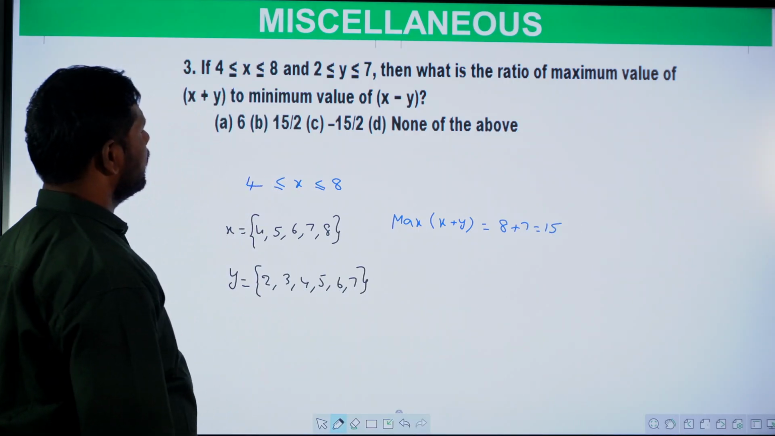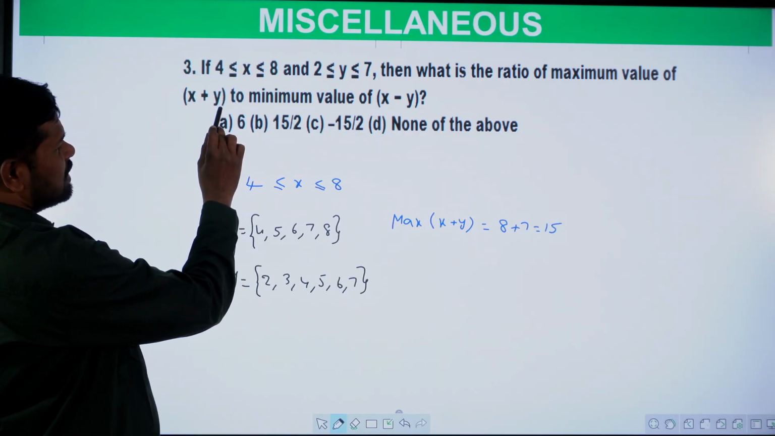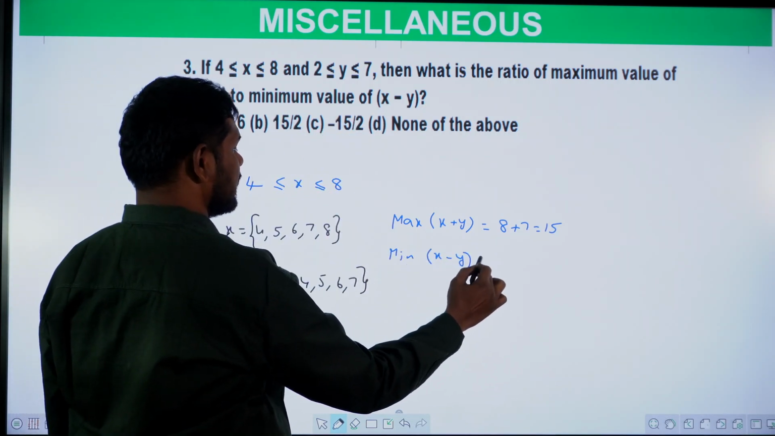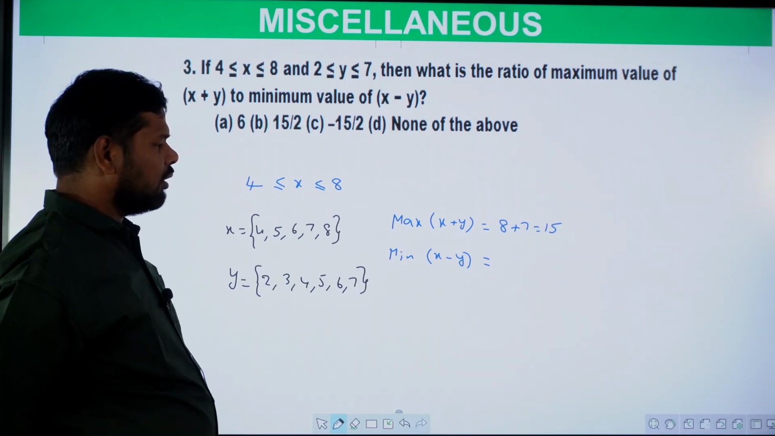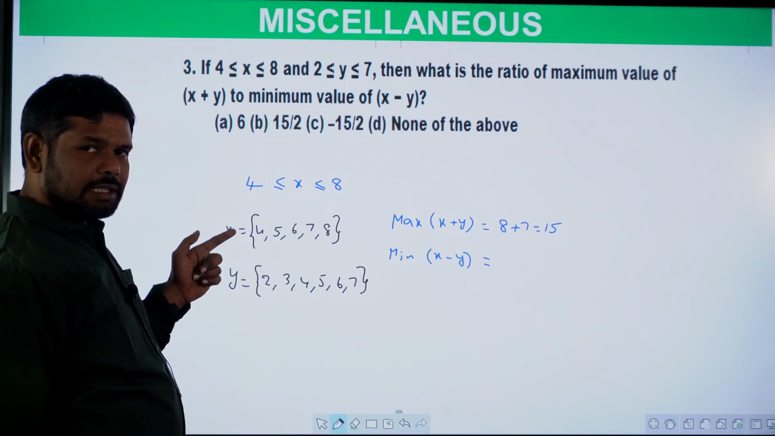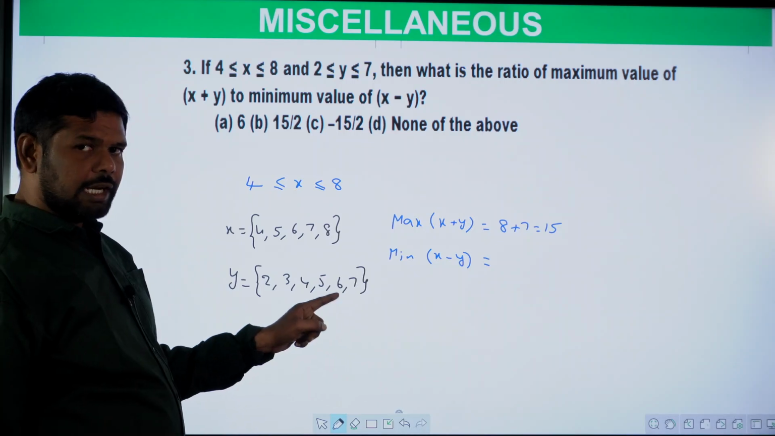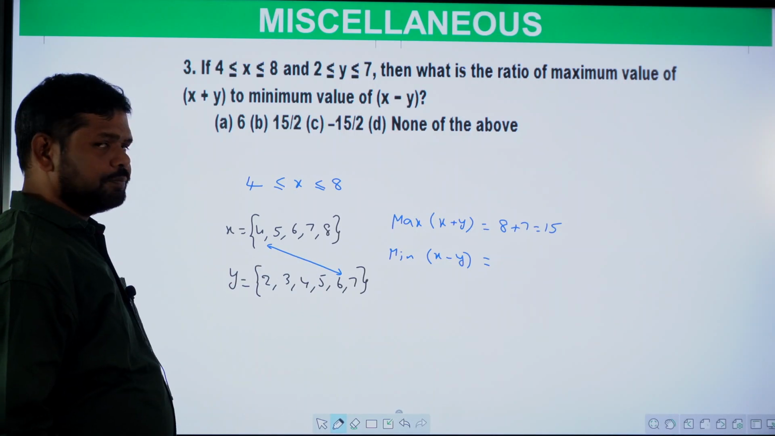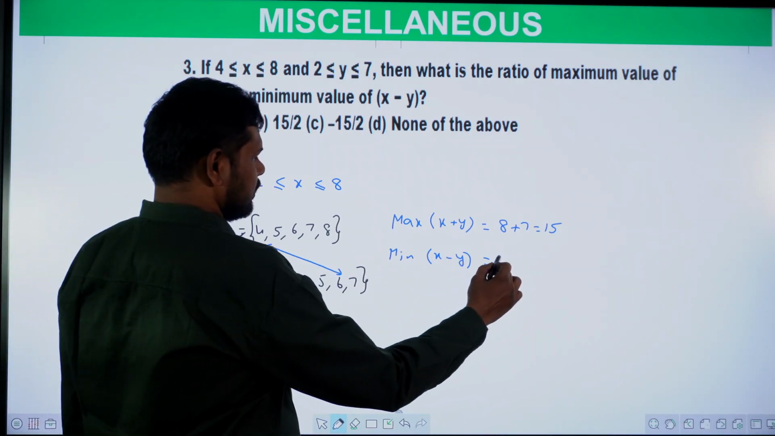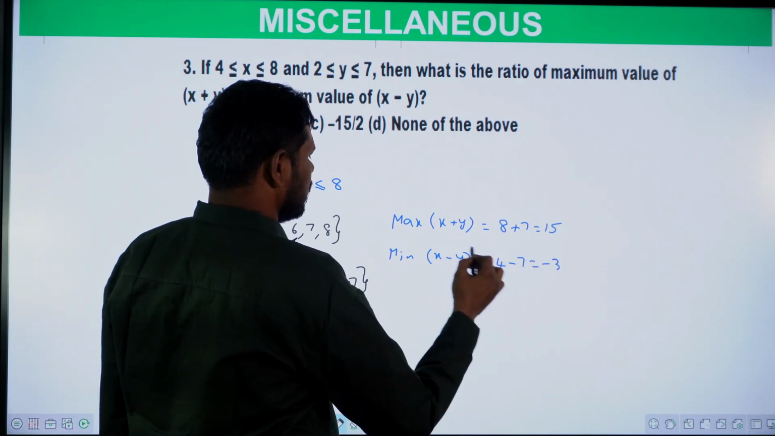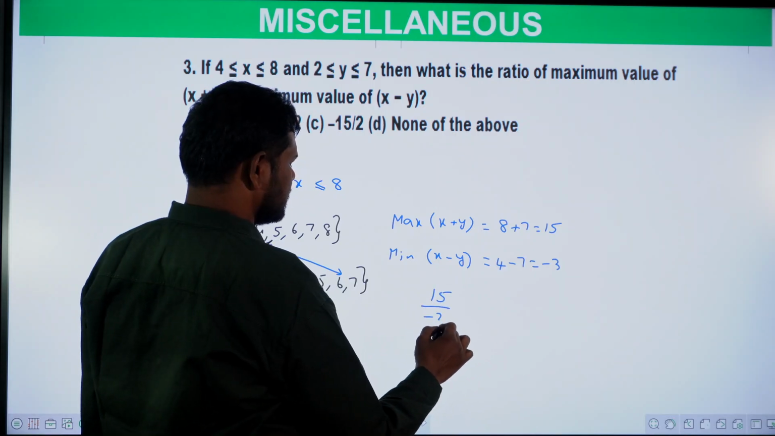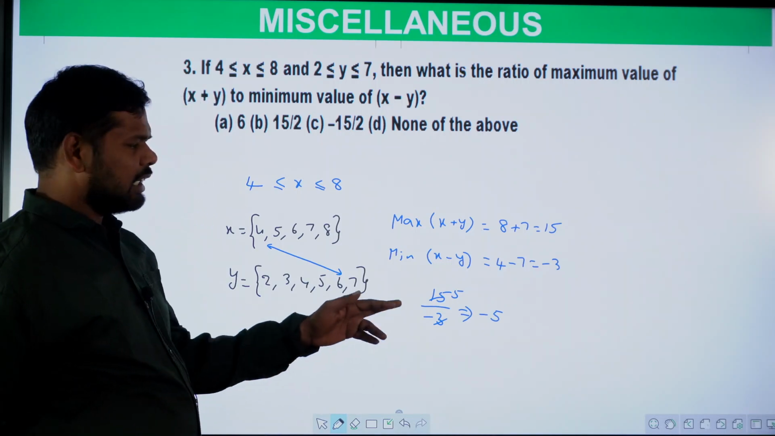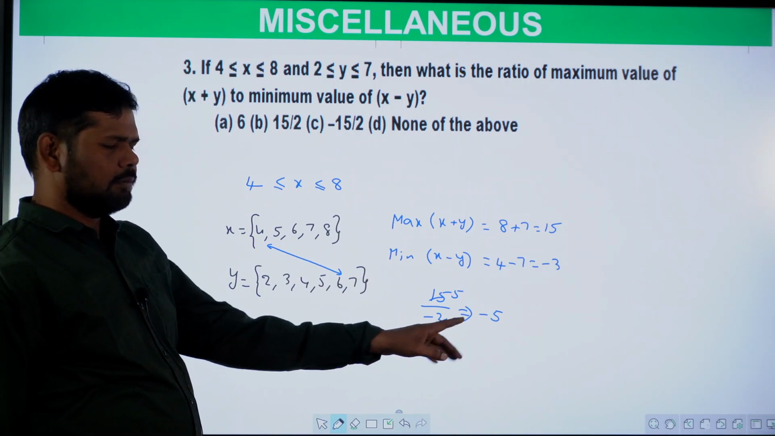That's enough. And the ratio of the maximum value of x plus y to the minimum value of x minus y. How do you get the minimum value of x minus y? It means the minimum of x and the maximum of y. Then only you will get it. So here, with these two subtraction, you will get the minimum: x minus y, 4 minus 7 equals minus 3. Now the ratio between these two is 15 by minus 3, which is nothing but 3 ones are 3, 3 fives are 15, so minus 5. Whether the minus is in the denominator or numerator, no problem, it is the same. Minus 5 is the answer.